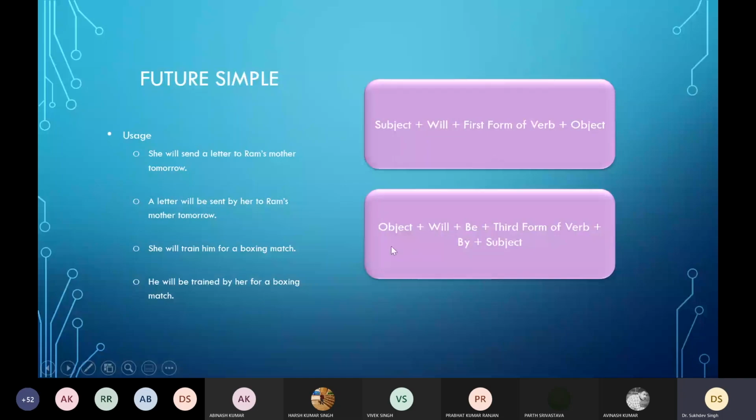Subject plus will plus first form verb plus object. And now we will reverse it and add some more elements. Object plus will, we added be, then third form of verb, then by, and then subject.